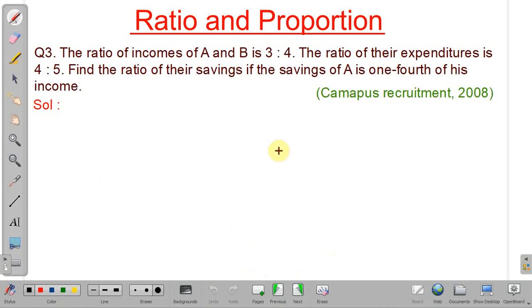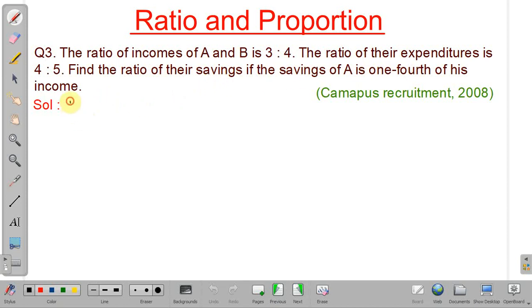See what is given here. The ratio of incomes of two persons A and B is 3:4, and the ratio of their expenditure is given as 4:5. We have to find the ratio of their savings, and one more piece of information is given: saving of A is 1/4 of his income. Okay, so how can we find it? We will assume income and expenditure, and from this information we can get some relation.